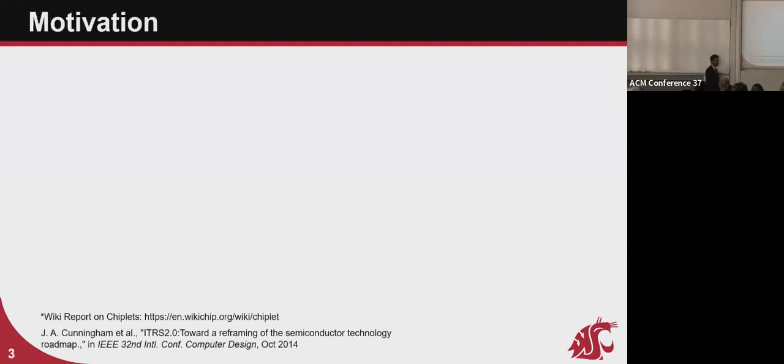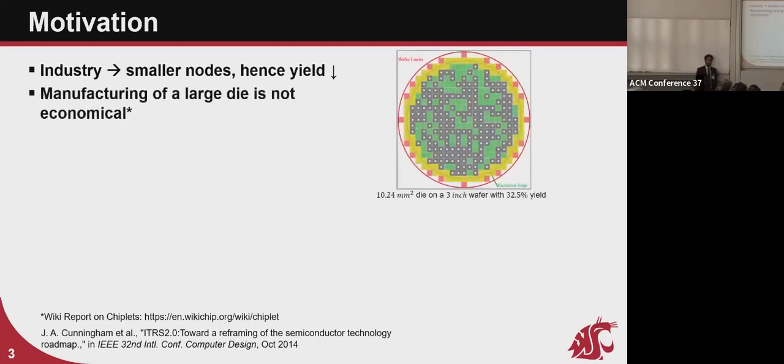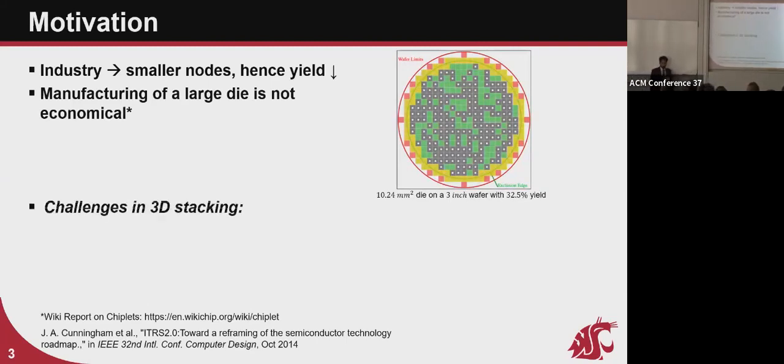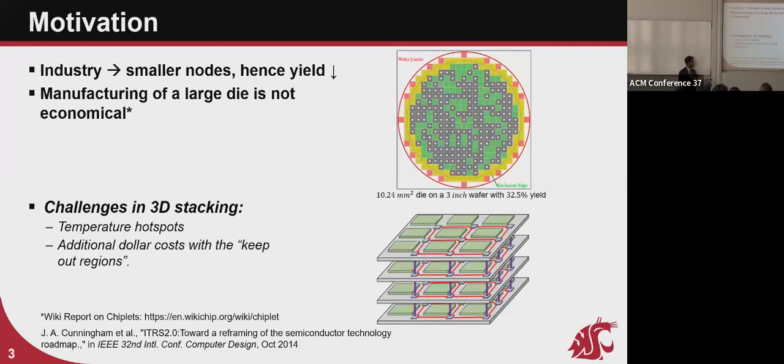As it has been highlighted in multiple technology roadmaps, it is very evident that industry is moving towards smaller nodes, and hence the yield is decreasing, where the byproduct is that manufacturing of a larger chip is not economical. As you can see over here, in a wafer of about 3 centimeter, we have 10 millimeter square dies with about 33% yield, which means only 1 out of 3 chips are going to be fully functional. However, there have been some innovations within 3D stacking, but it gives some of the issues which are currently faced, like the temperature hotspot and additional dollar cost around the routers when we have these 3D layers shown in purple, which are called the keep-out region.